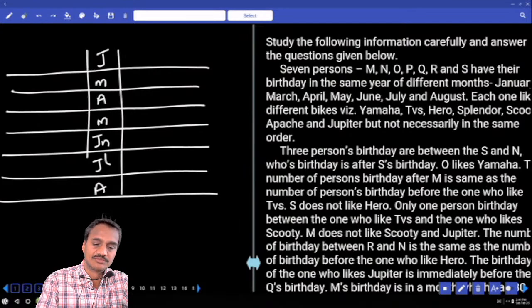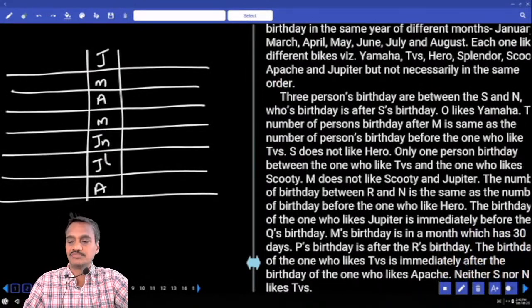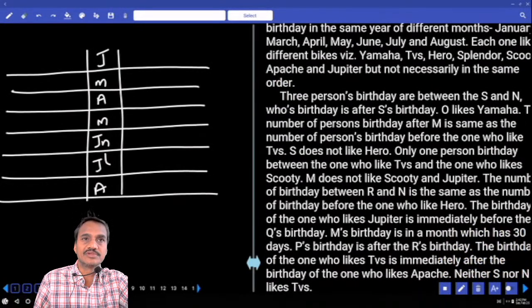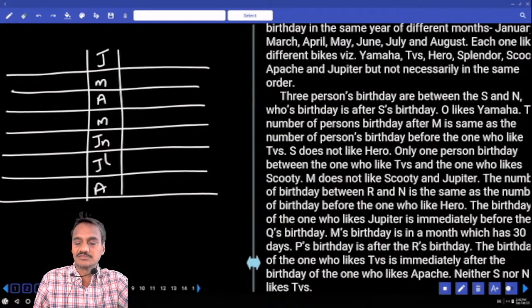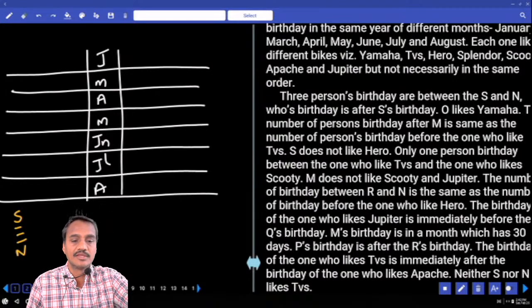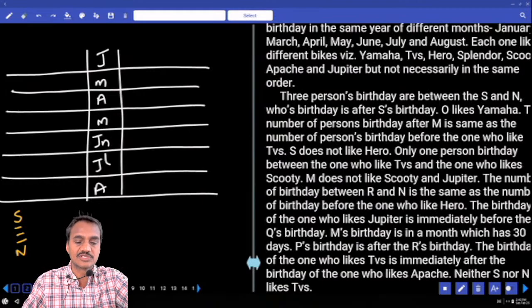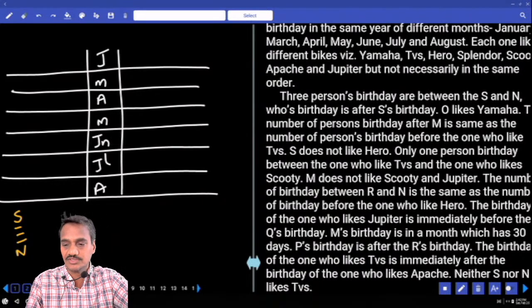Then coming to condition number 1. Three persons' birthdays are in between S and N. N's birthday is after S. With 3 in between, that is a 5-person gap, and there are 3 different possibilities. As of now, we cannot start with this one.